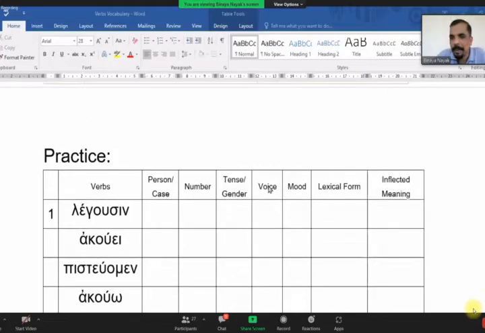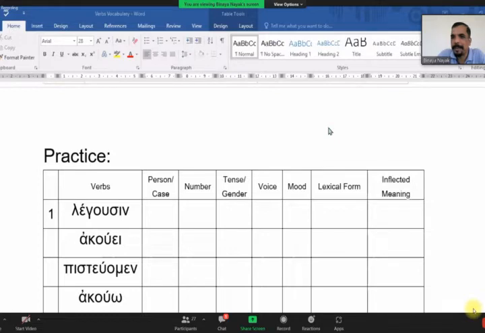What did we learn? The present active indicative mode form of the verb. Suresh did a good job explaining the different aspects of Greek verbs. We'll take some time to practice now and see how we can make use of the learning that we had.